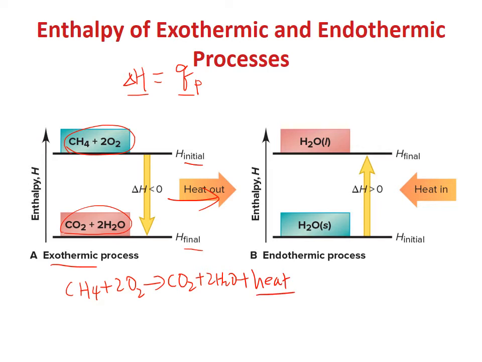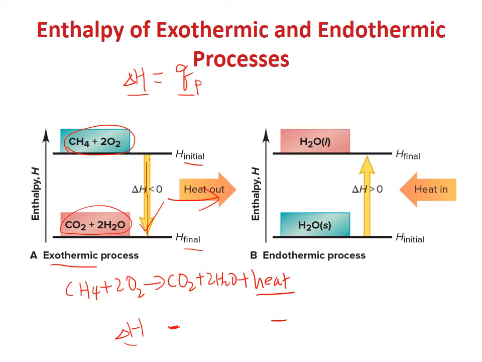Okay, because heat goes out as a product. Now, because heat is released, and therefore the enthalpy decreases, so it goes down, and delta H is negative. So when heat is released, heat is negative, and the enthalpy goes down. So enthalpy delta H is also negative.